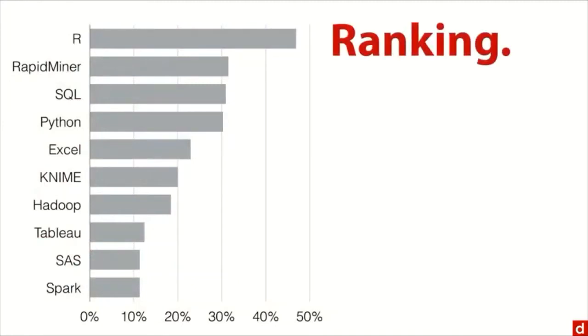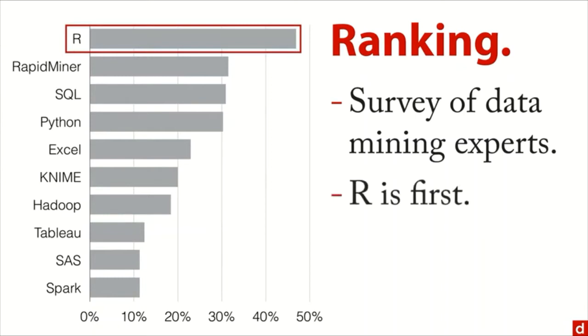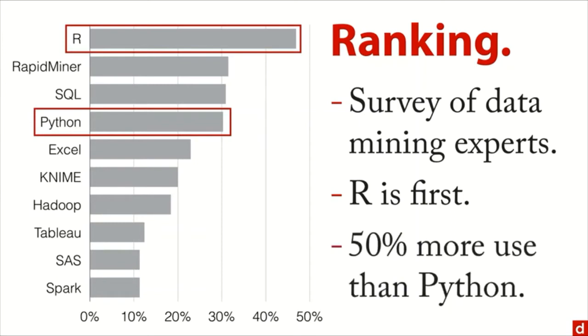data. This is a ranking from a survey of data mining experts on the software that they use most often in their work. And take a look here at the top. R is first. In fact, it's 50% more than Python, which is another major tool in data science. And so both of them are important, but you can see why I personally am fond of R and why it's the one that I want to start with in introducing you to data science.